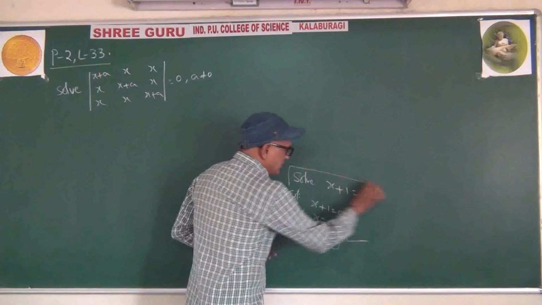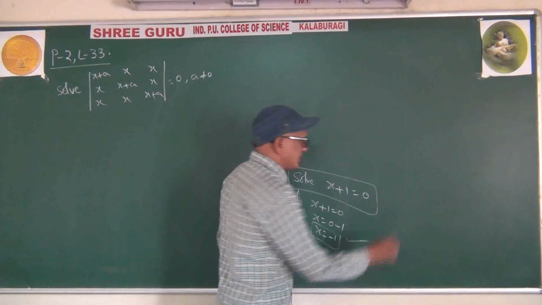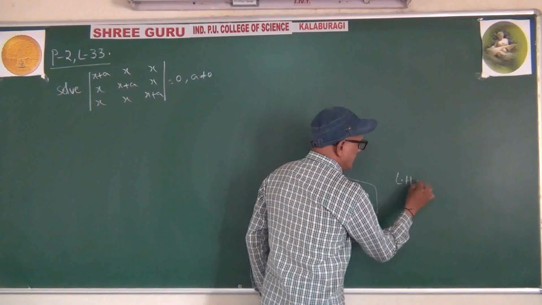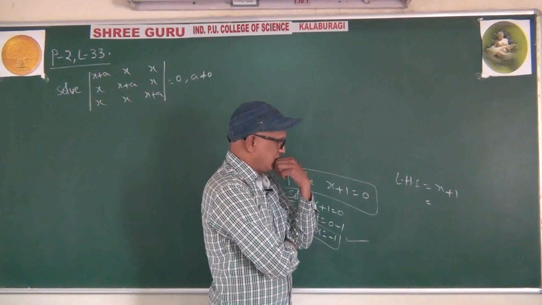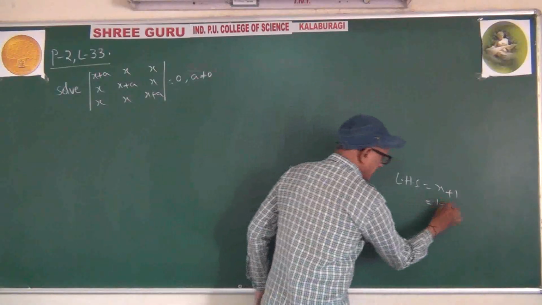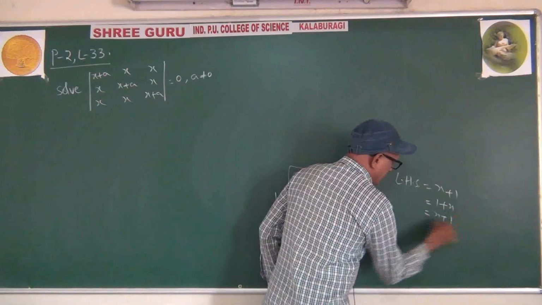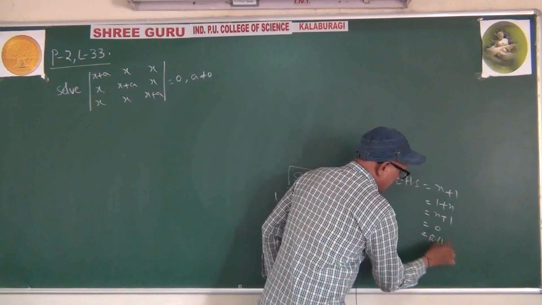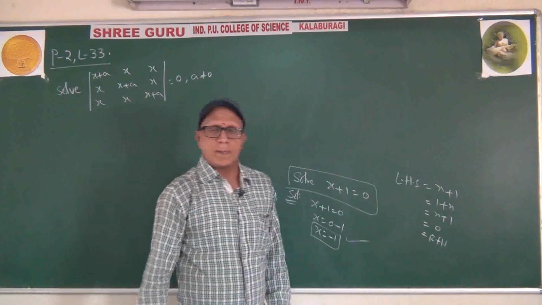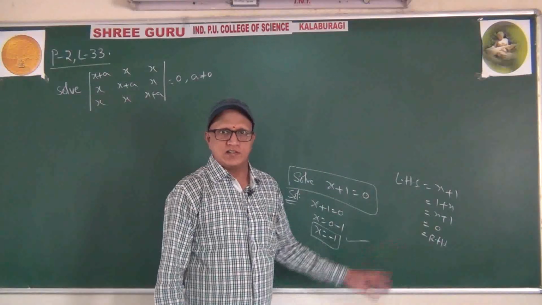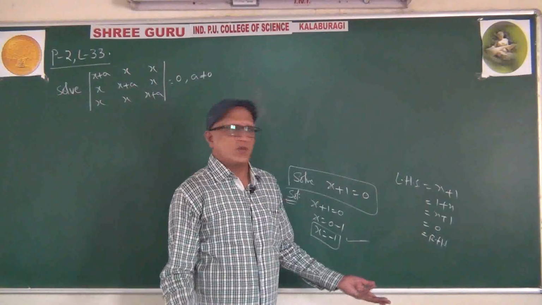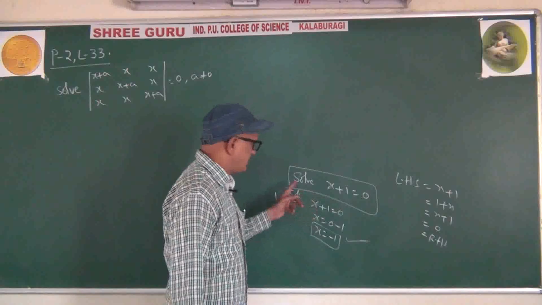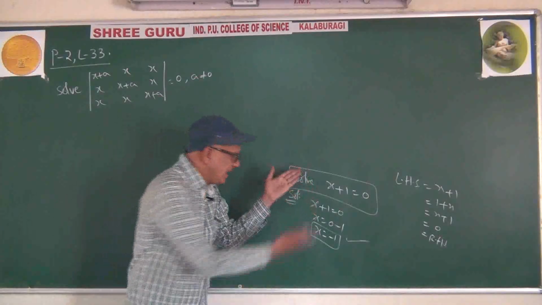If we ask this question in the examination, what the students are doing: LHS equals x plus 1 equals 1 plus x equals x plus 1 equal to 0 equal to RHS. This is not sufficient. Hence the proof at the end. What is there to prove that? Question is not to prove that. Question is solve. Same like this.